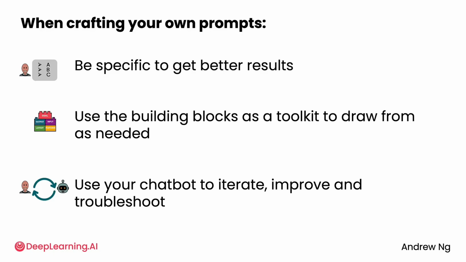And lastly, use your chatbot to iterate, improve, and troubleshoot. You don't need to get it right the first time. You can tell what you already know, what you already have in mind, see what you get, and then use that to further refine what you tell the AI to do. I actually enjoy ping pong in real life, and now you can build a game to play it also with your computer. Please go to the next learning item to give this a shot yourself.